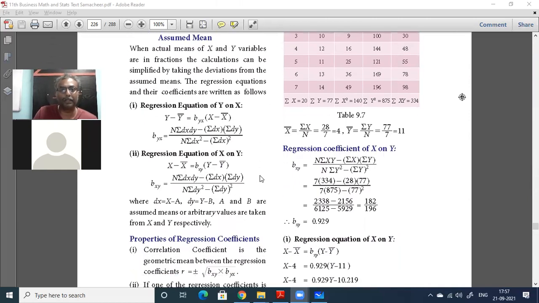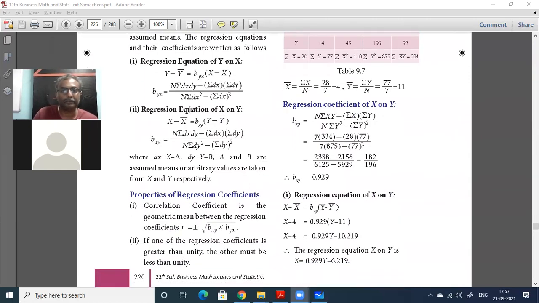What does the formula become then? For y on x, the equation is y minus y bar equals b of y on x times x minus x bar. This equation is the same, but how you calculate the regression coefficient is different.